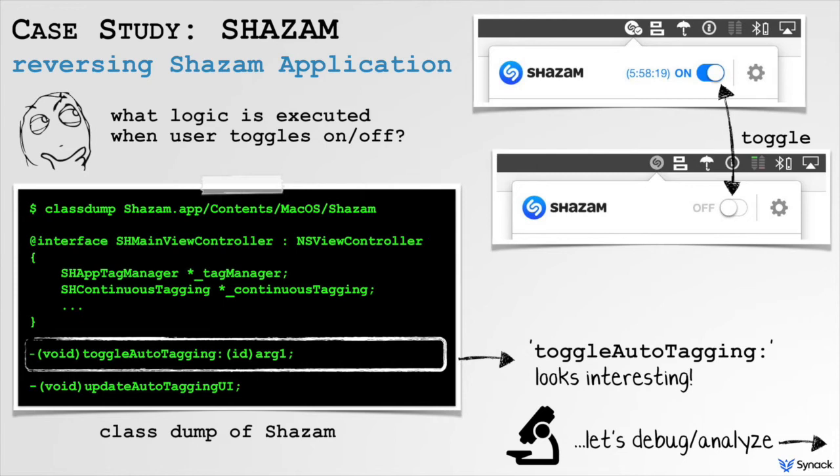Now Shazam is a Mac application, and Mac applications are generally written in Swift or Objective-C, which are both very verbose. Because of the way the Objective-C runtime works, there are a lot of messages passed around, and those are done by names. In a compiled binary there's a ton of information, for example method names and instance variable names, which makes reverse engineering pretty easy. So we can use a utility like class-dump to dump all this information. If we execute class-dump on the main Shazam application, we can see that there's a method called toggle auto tagging. This seems like a good place to start.